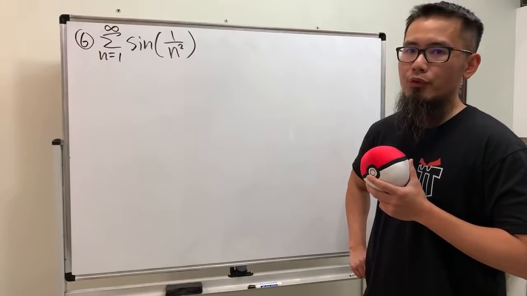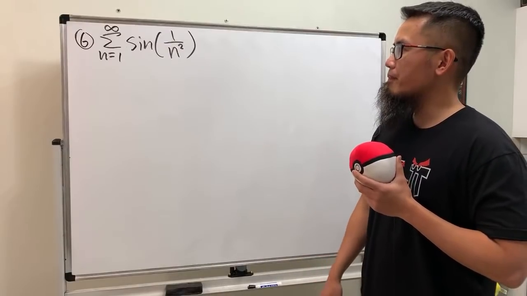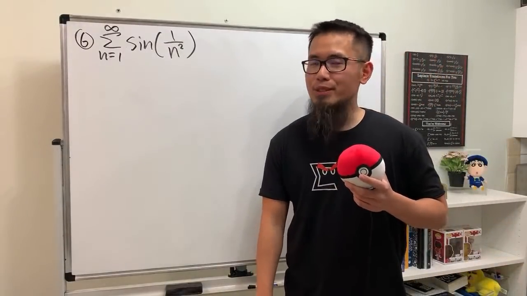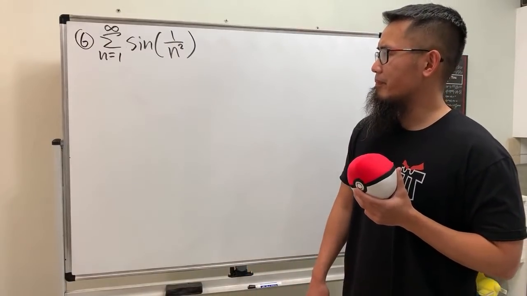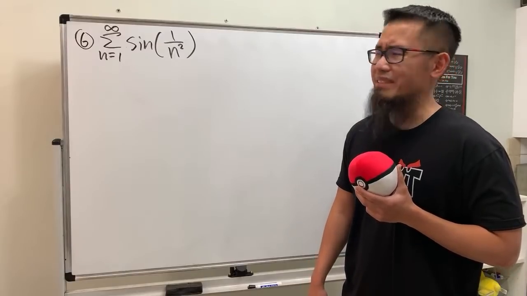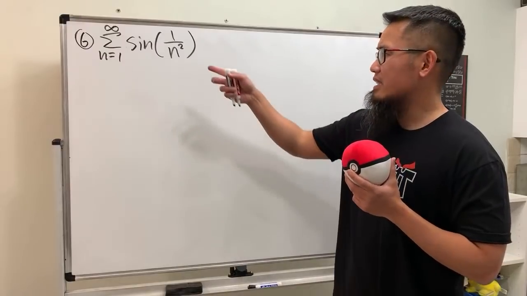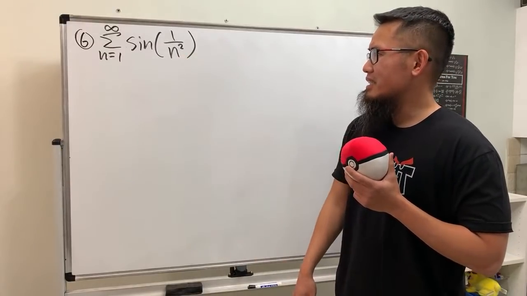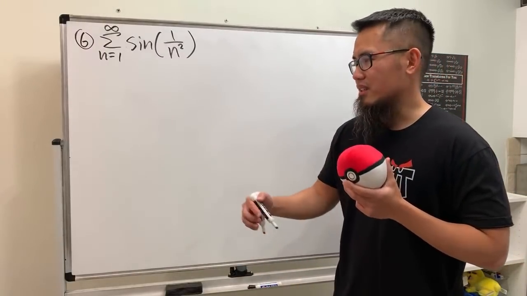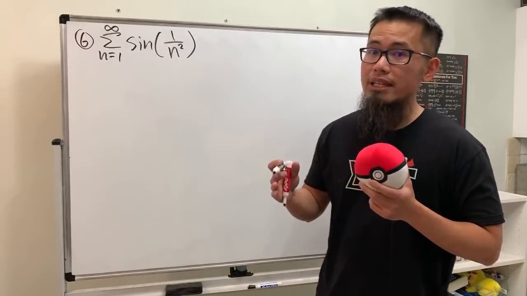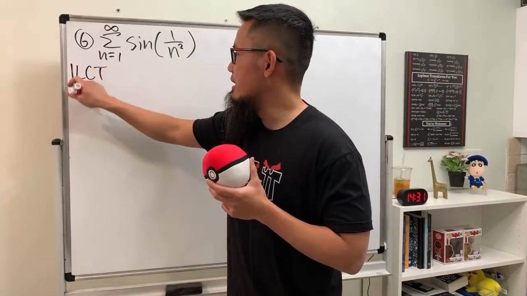We do see the 1 over n squared, but it's inside of the sine. Maybe there's a connection, so let's do some comparison. I don't think the direct comparison will work out nicely, because with direct comparison we have to do inequalities, and when we have sine and trig functions, I don't really want to work with inequalities. So let's try the limit comparison test.